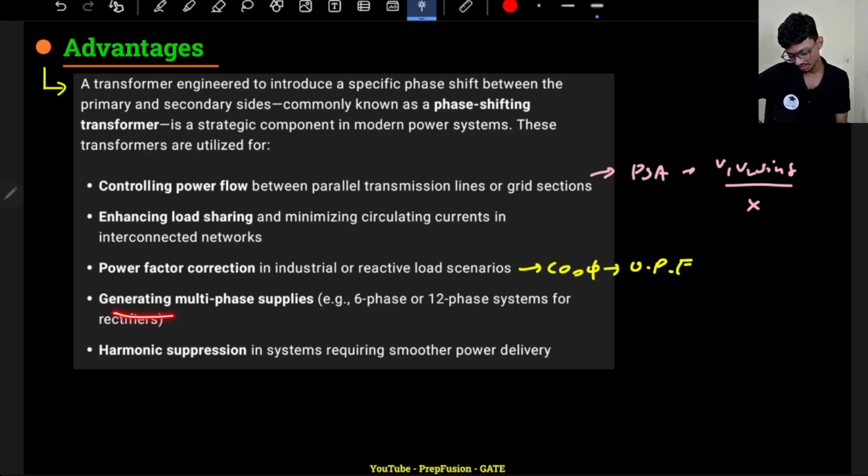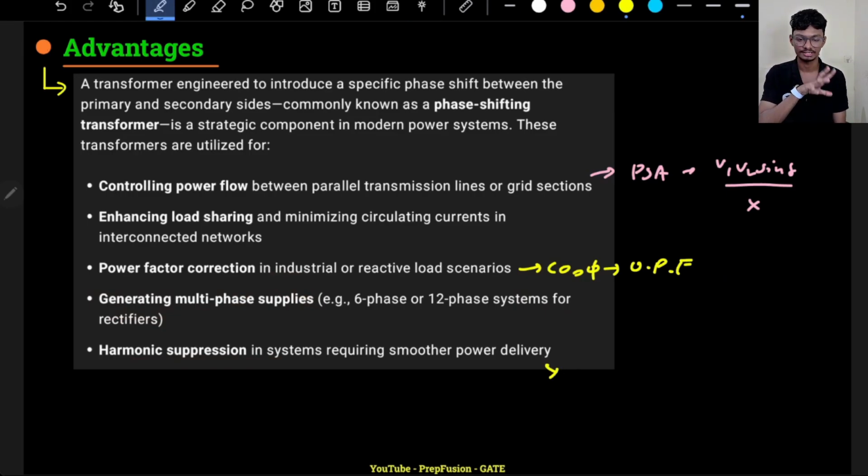Okay, generating multi-phase supplies. This is one of the applications, we don't need to study this. And harmonic separations. So this phase shift is also provided for harmonic separations as well. If the secondary low voltage side has delta, then there will not be any third harmonic currents in the line of the delta side, but in the phase there might be a circulating current, but in the line there will not be any harmonic currents. So sometimes these are used for harmonic separations as well.